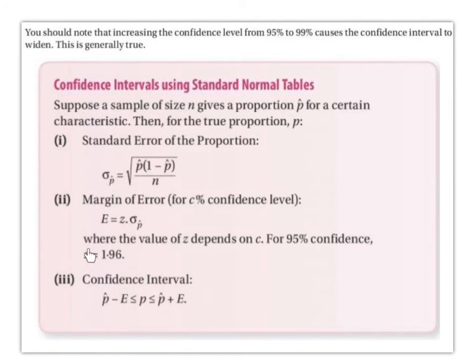and specifically for 95% confidence, Z is equal to 1.96. It would be a good idea to learn this off as this is the most common. And step 3, the confidence interval. So P, the true proportion, lies between P hat minus the margin of error and P hat plus the margin of error.